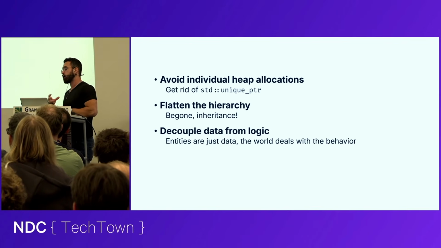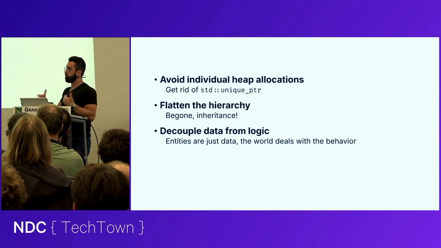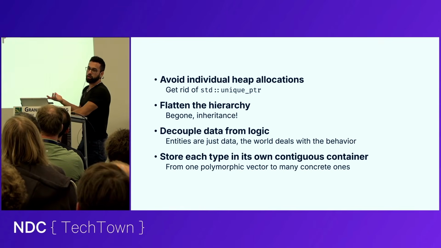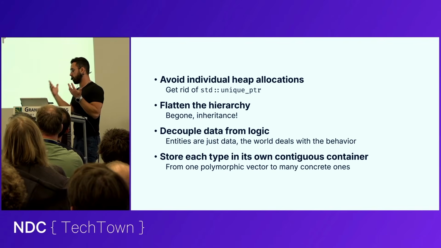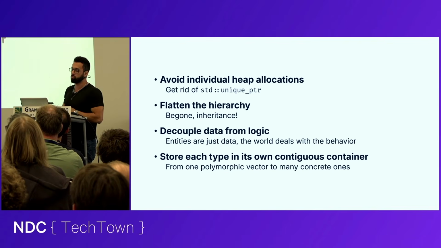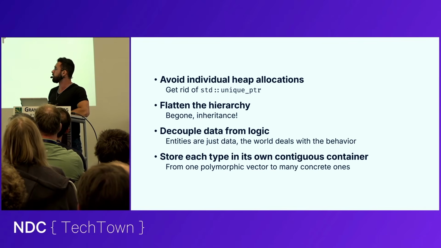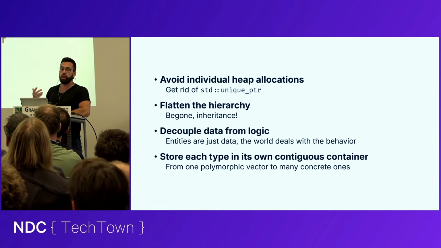And finally, if you remember, we had this vector of entity, but now we're going to have different types. So the way we're going to do this is just have more vectors. We're going to have a vector for rockets, vector for particles, and so on. So from one polymorphic vector, we're going to have many concrete ones. This is a very common transformation that happens when you apply DoD in your code.